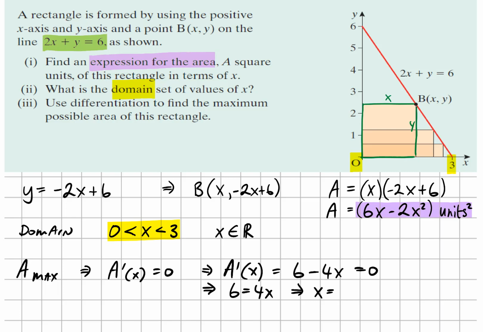If we add 4x to both sides and divide by 4 and simplify it, we see x is equal to 3 over 2 units.